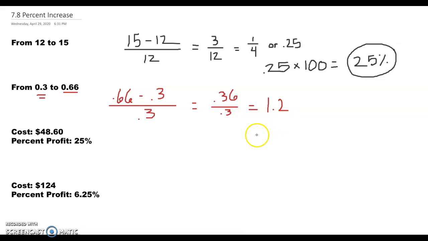Last part, we're going to take the 1.2 and multiply by 100. Once we get our answer, 1.2 times 100 is 120%. And there is our answer.